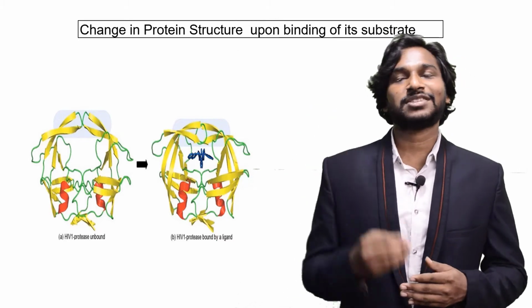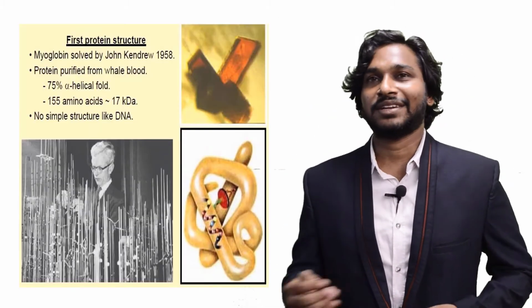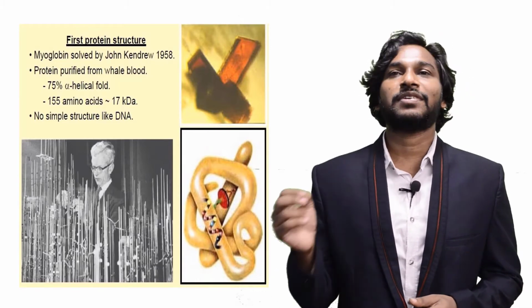You can see the first protein structure that was solved by John Kendrew, that is myoglobin, in 1958. This protein was purified from whale blood.